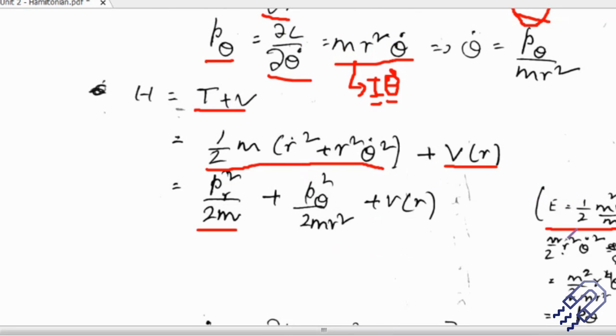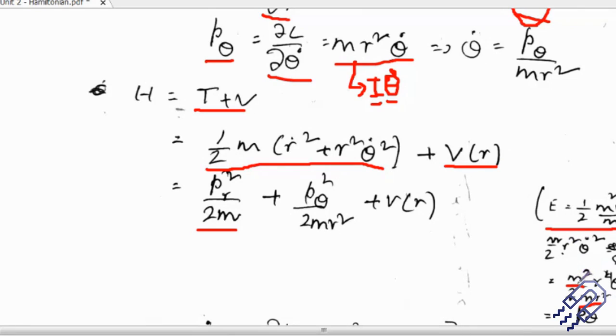The second term is also m r square divided by 2 into theta dot square, right? And then you can simply write it down and multiply the denominator and numerator by m r square. So on top you multiply by m square, multiply by r square, and you get r to the power 4.